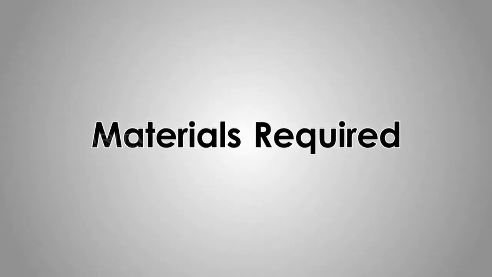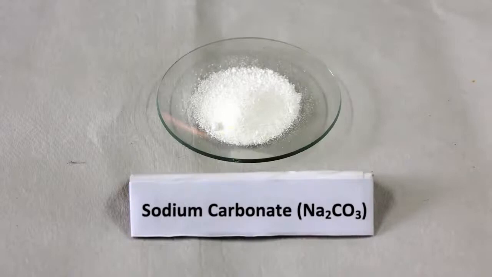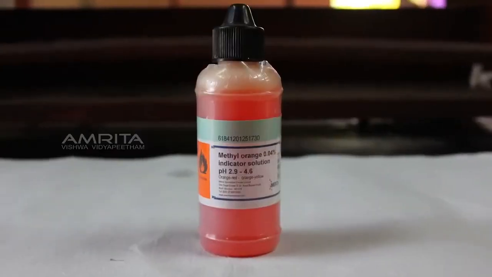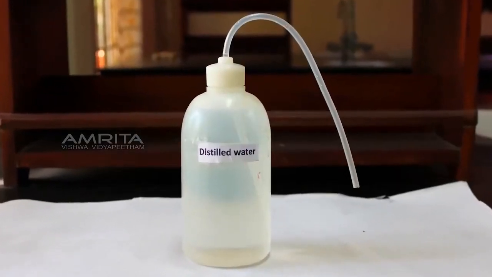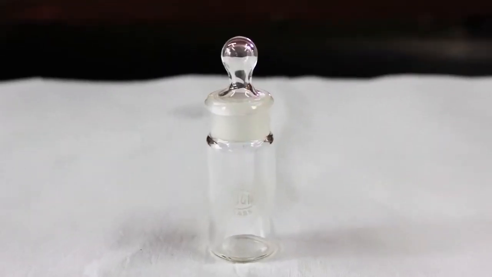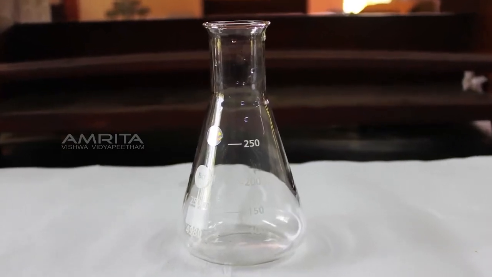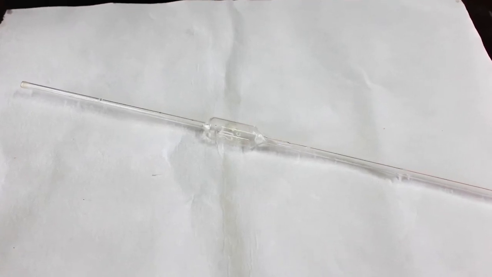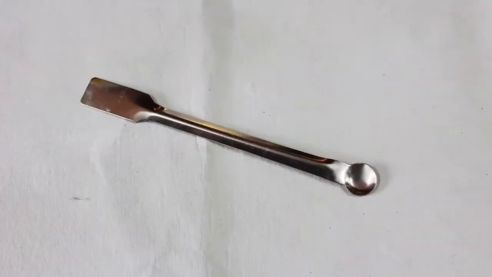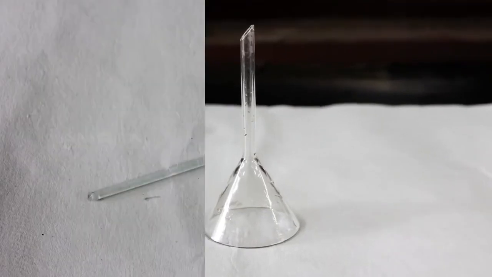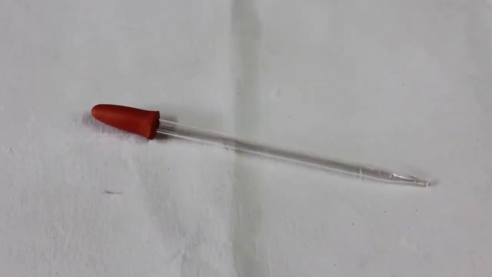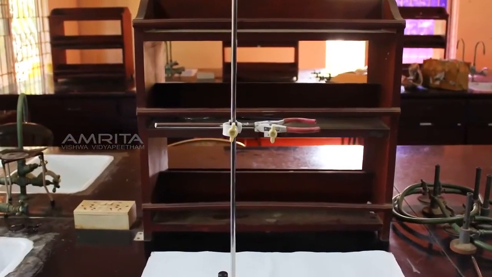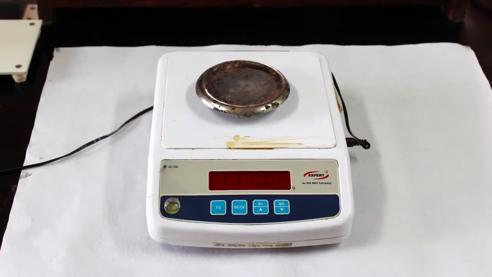Materials required: solid sodium carbonate, hydrochloric acid, methyl orange, distilled water, weighing bottle, 250 ml conical flask, 50 ml burette, 20 ml pipette, beakers, spatula, funnel, glass rod, dropper, 250 ml standard flask, burette stand, and electronic balance.